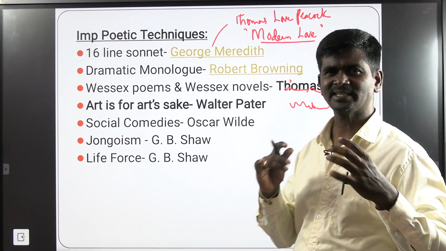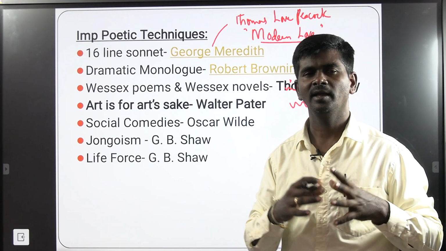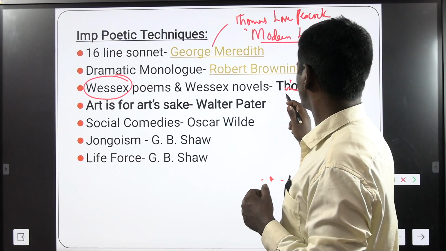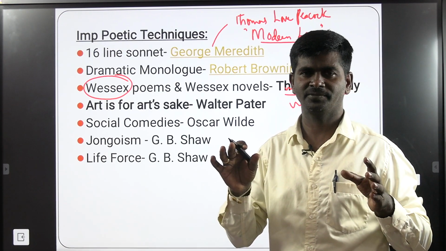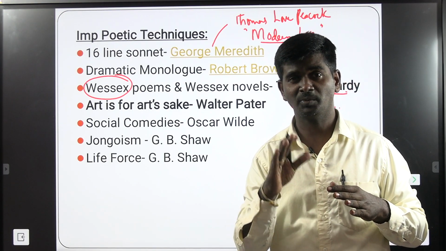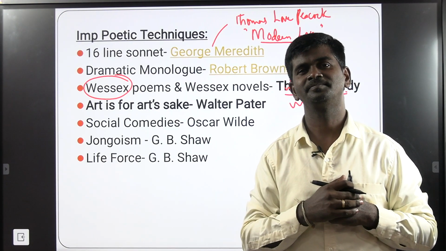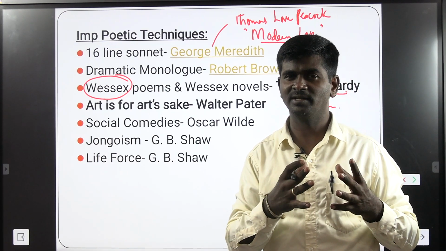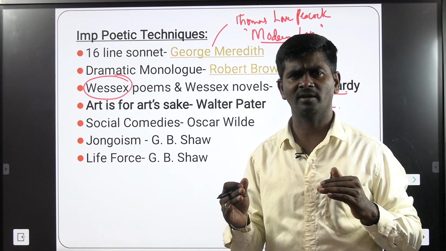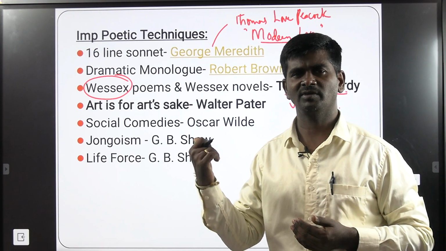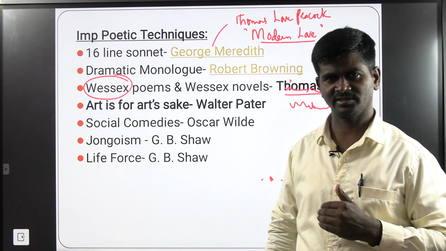Wessex poems. Wessex is a popular place, and based on this place Thomas Hardy composed all his poems and all his novels. Hence his novels are called regional novels, his poems are called regional poems. Wessex novels are like Malgudi, a place that is popularly used by R.K. Narayan. Hence all the novels of R.K. Narayan are regional novels. Wessex and regional novels.